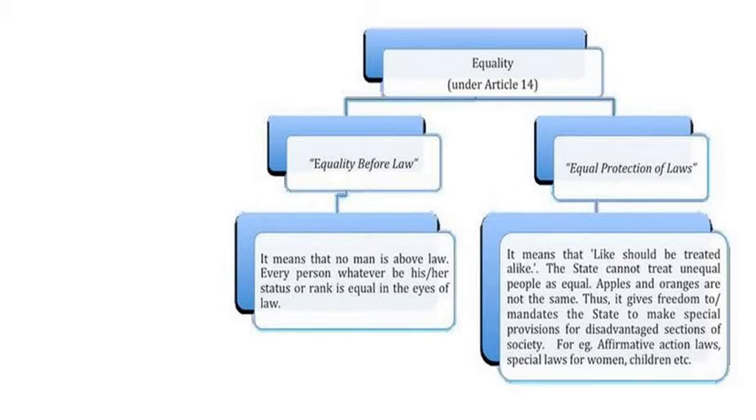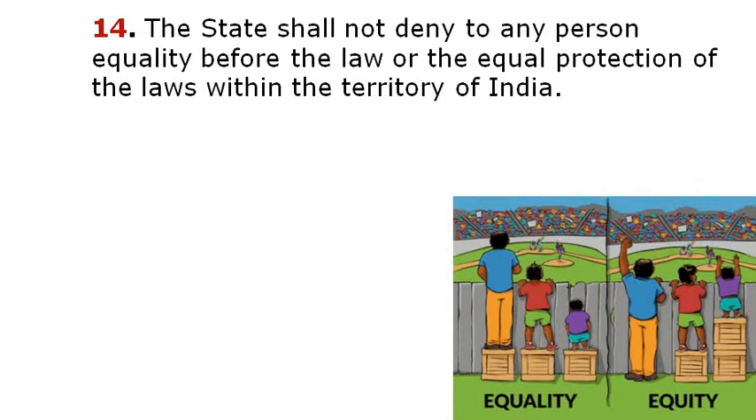The state cannot treat unequal people as equal; apples and oranges are not the same. Thus, it mandates the state to make special provisions for disadvantaged sections of society, for example affirmative action laws, special laws for women and children, etc. That means if there are any disadvantaged sections of society, then the state or the central government can make laws and policies for their development.